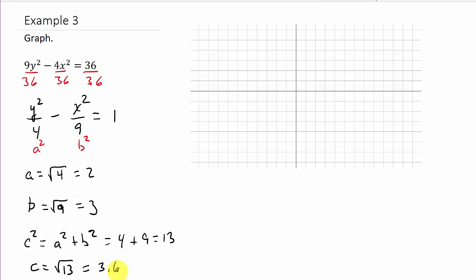All right, so we know the center's at 0, 0. a is 2, and it's under the y, so on the y-axis we're going to go up 2, and there's a point. We're going to go down 2, there's another point. And then b is 3, so it's under the x term. We're going to move that left and right, so we'll go 1, 2, 3 units to the right, and 1, 2, 3 units to the left. And that gives us the box we need.